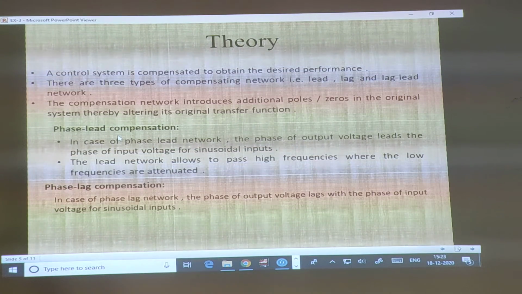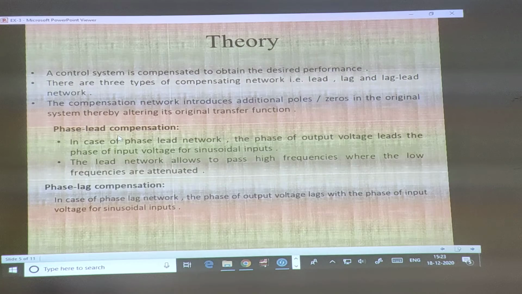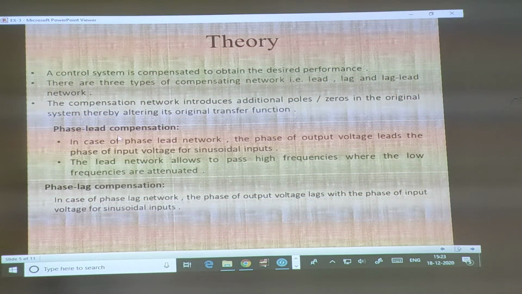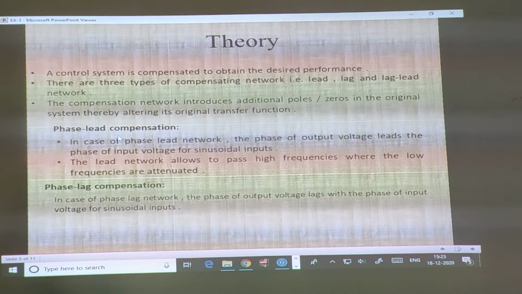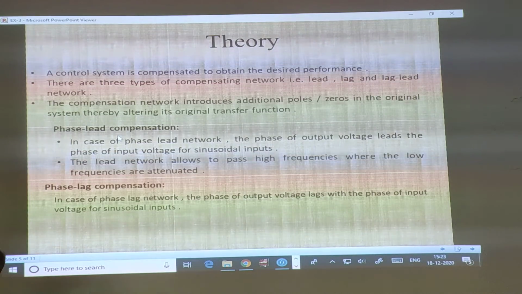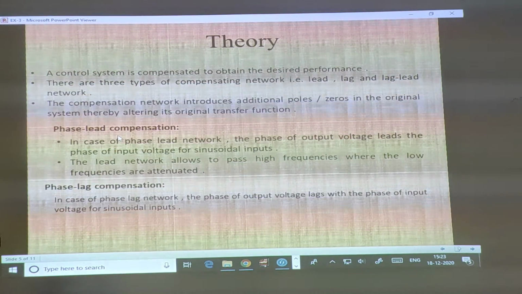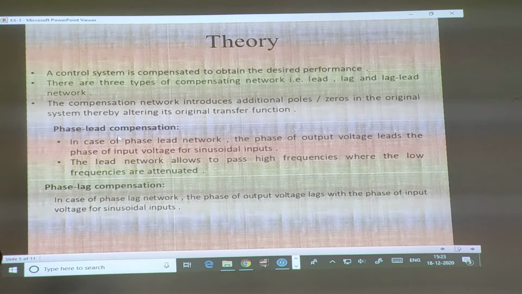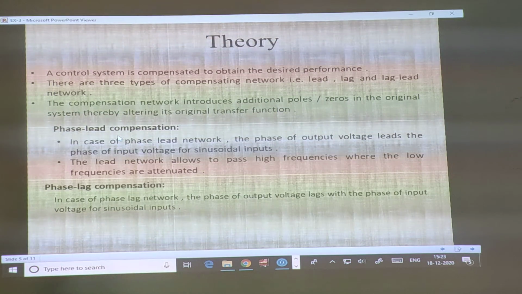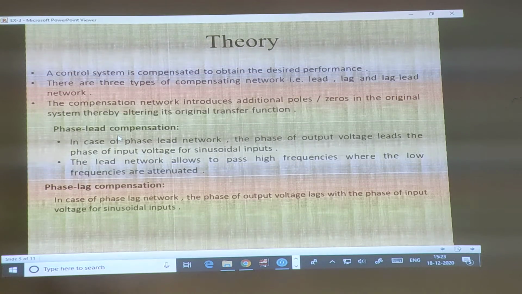So what is phase lead compensation? In case of phase lead network, the phase of output voltage leads the phase of input voltage for sinusoidal inputs. The lead network allows high frequencies to pass whereas the low frequencies are attenuated.